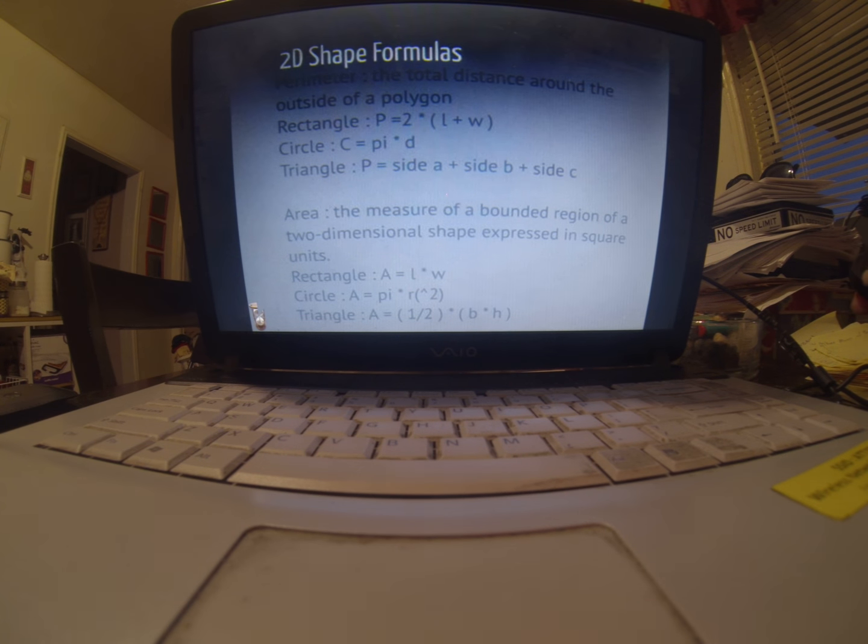Following, I will provide them a sheet with formulas, such as for the perimeter of a rectangle, circle, and triangle, and after that I will provide them the formulas for areas.